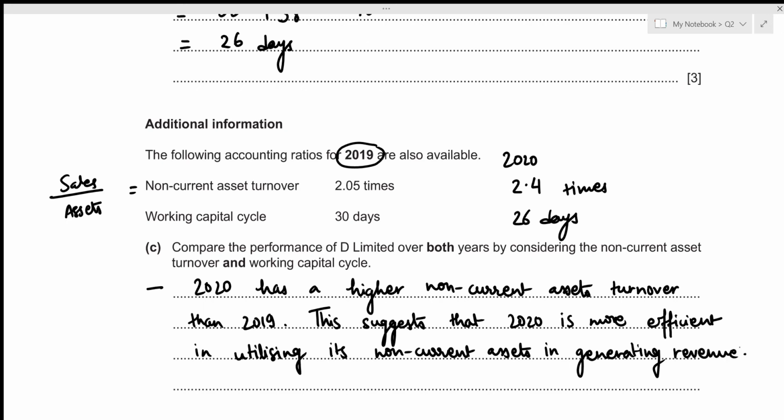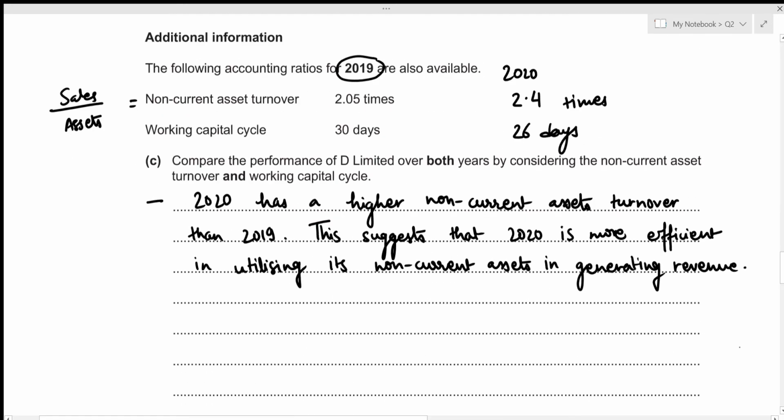Alright, now we'll compare the working capital cycle. Again, we can see that 2019 has a higher working capital cycle than that of 2020. And we know that the lower the days, the better the working capital cycle, which means that the working capital cycle is better for the year 2020. And we know that working capital is actually the net current asset. So what we can say is that the shorter working capital cycle represents the better ability of net current assets to generate cash. Let's write it down.